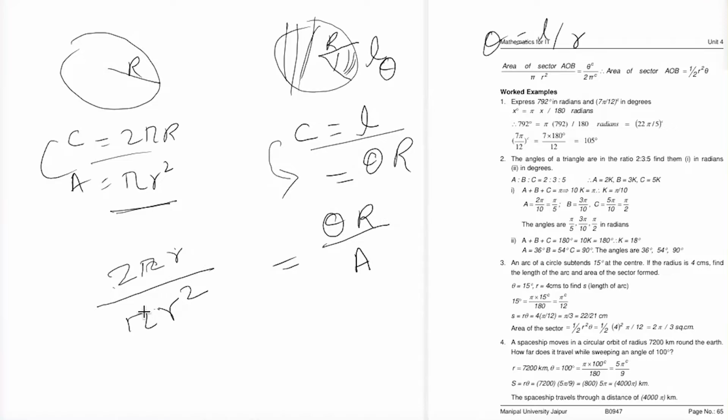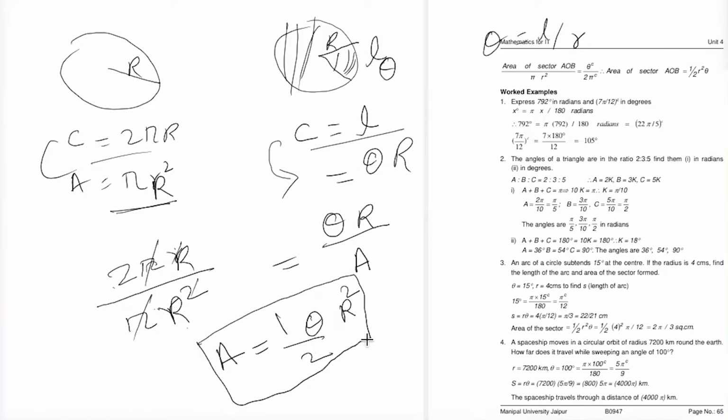So here pi can be cancelled out, and one r can be cancelled out. So the area will be what? Here remains theta, and obviously these r and r are the same, so r into r gives r square, and the 2 comes here, like 1 by 2. Okay, this is one process.